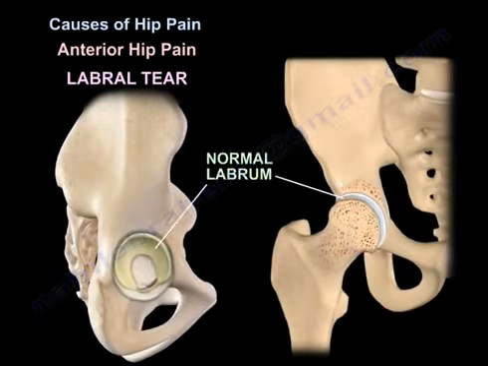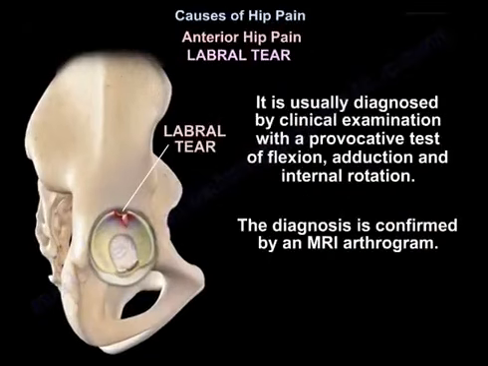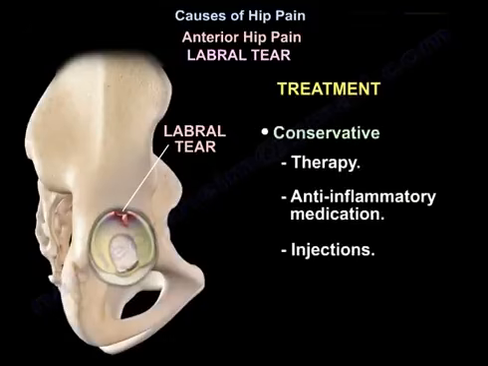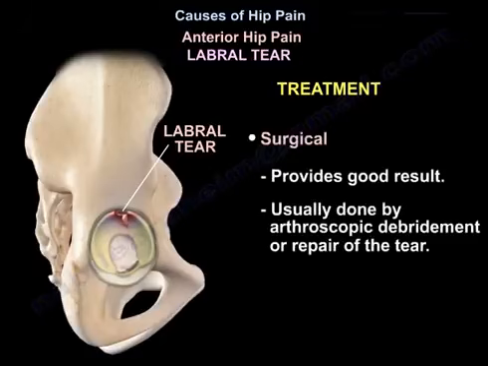Anterior hip pain, labral tear. It is usually diagnosed by clinical exam with a provocative test of flexion, adduction, and internal rotation, and the diagnosis is confirmed by an MRI arthrogram. The treatment can be conservative, done by therapy, by anti-inflammatory medications, or by injections. Surgical treatment provides good result, usually done by arthroscopic debridement or repair of the tear.